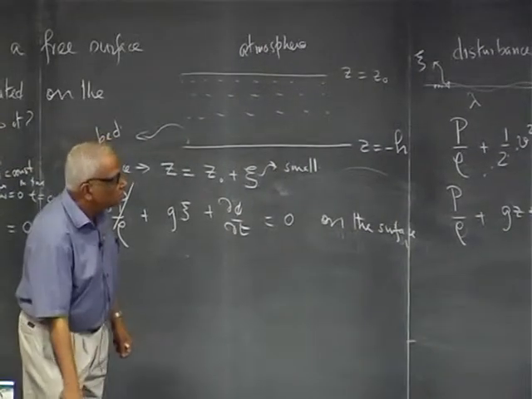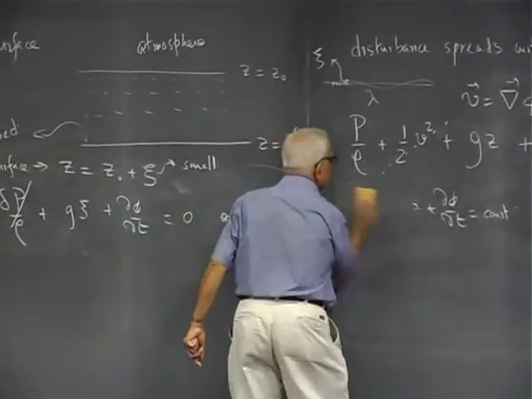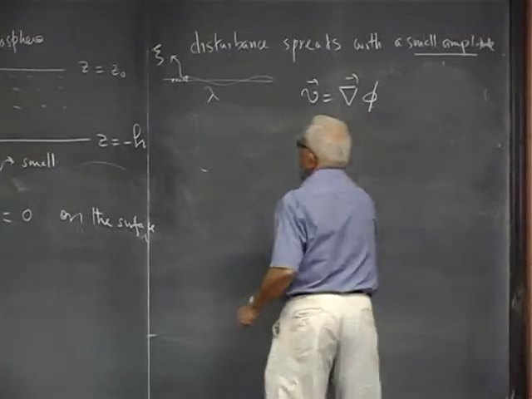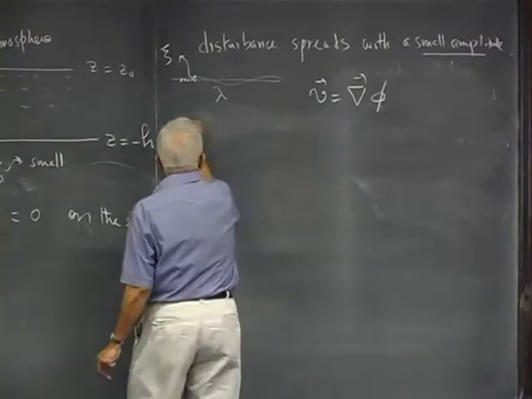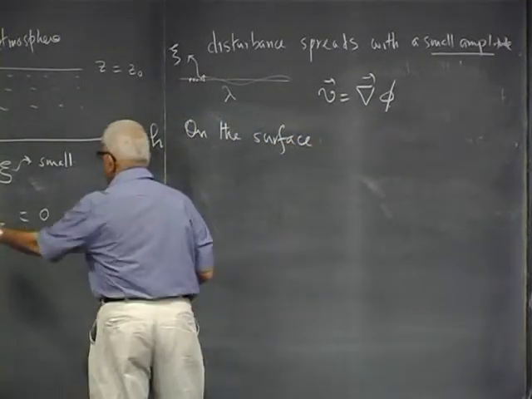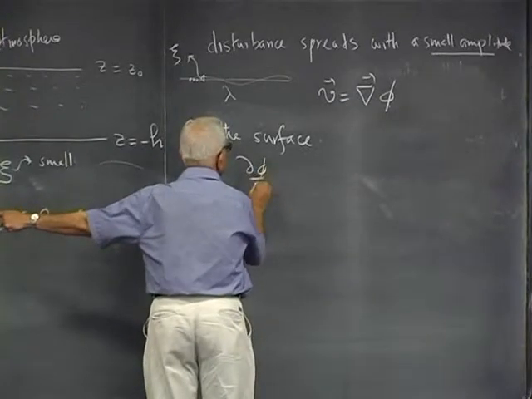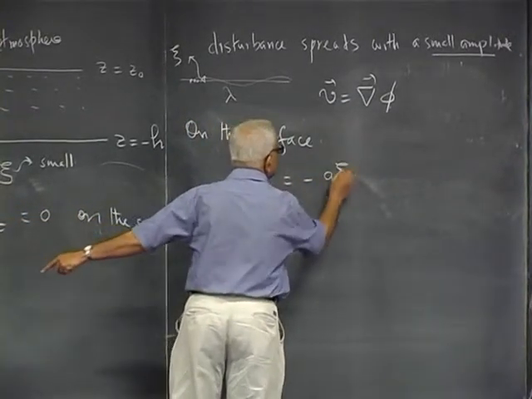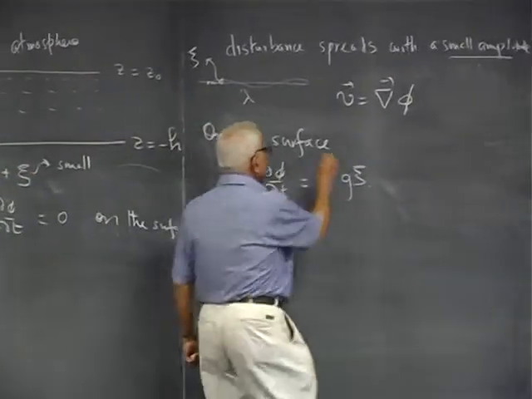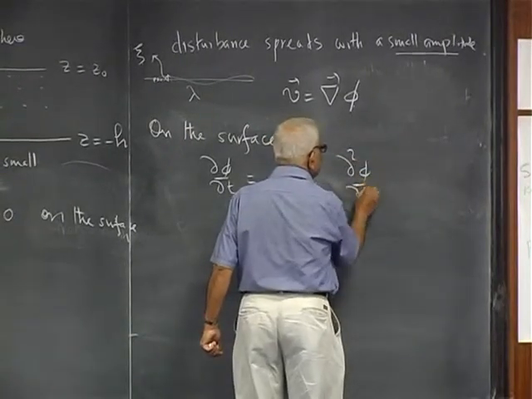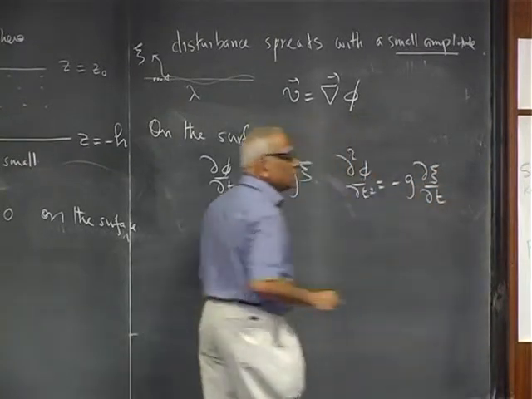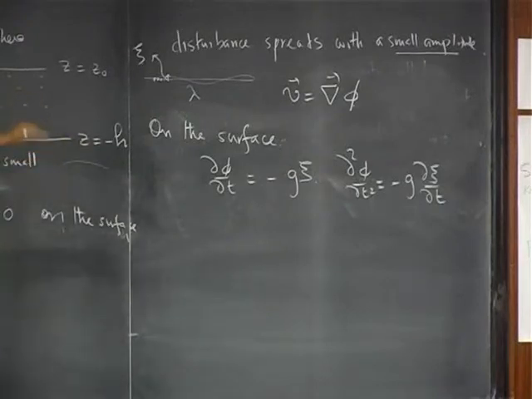So on the surface you have this situation: del phi del t is equal to minus g xi. Let me take a derivative. Then del 2 phi del t square is minus g del xi del t. Xi is the vertical movement.